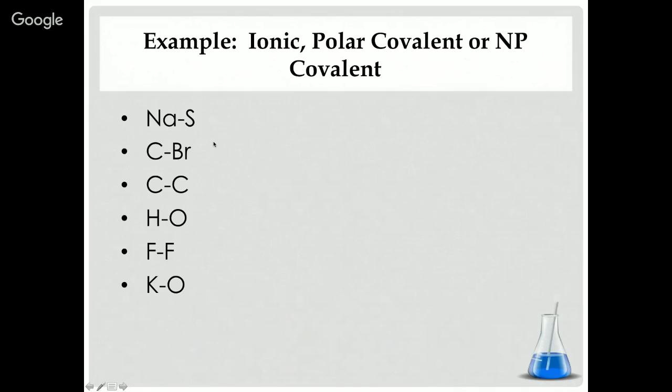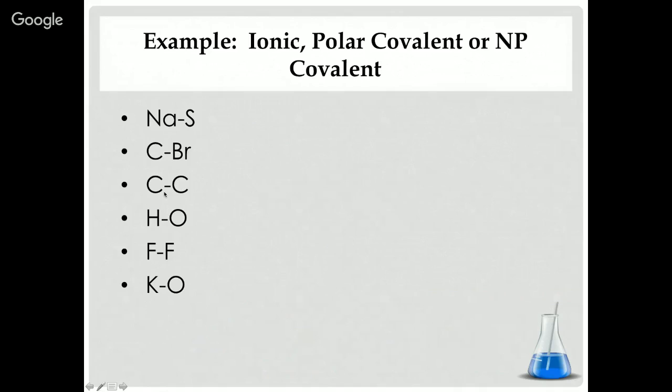So if you have your Table S in front of you, first determine that this is nonmetal and nonmetal, so it's going to be covalent. And now we want to figure out, is it polar or nonpolar? So we look up carbon, and we see that carbon is 2.6 on Table S for an electronegativity value. And then we look up bromine, and we see that bromine is 3.0. So 3.0 minus 2.6, a difference of 0.4. So this would be a nonpolar covalent bond.